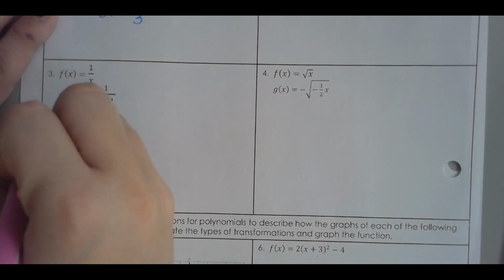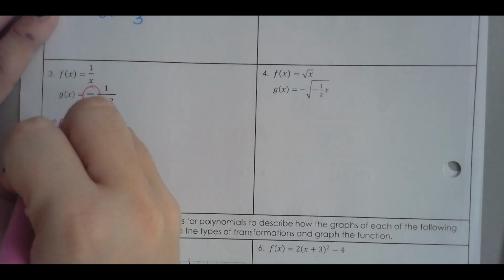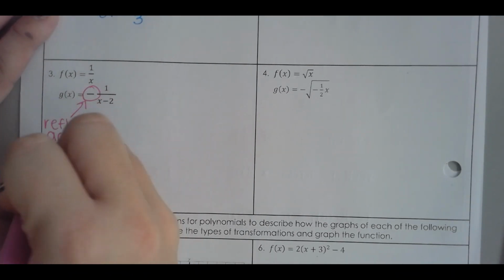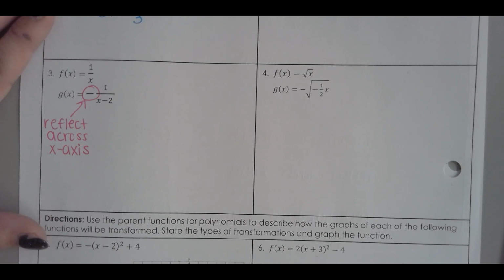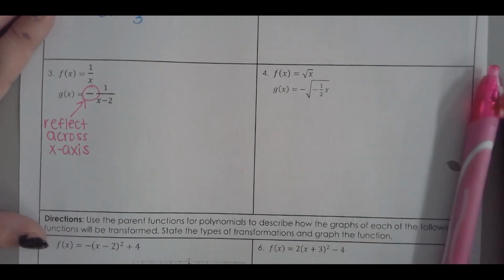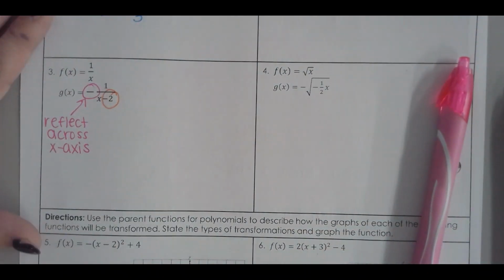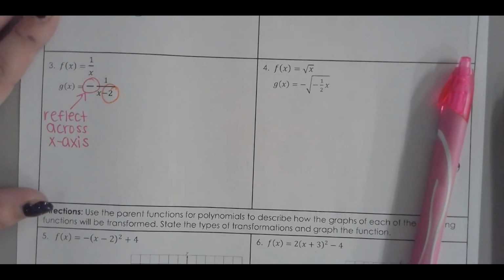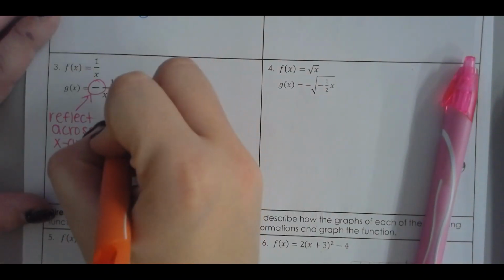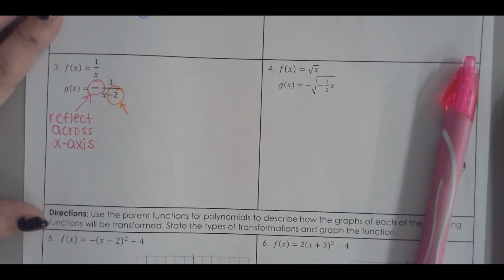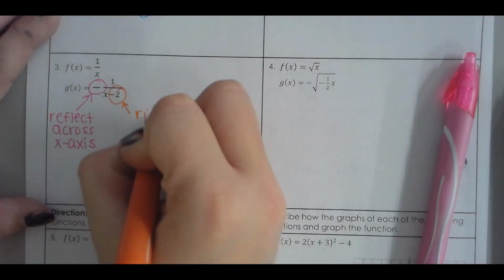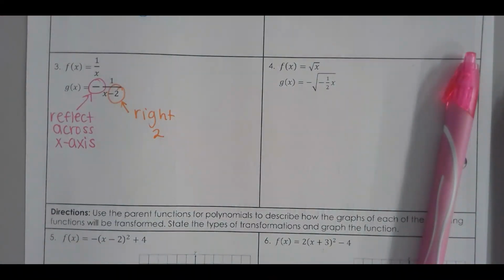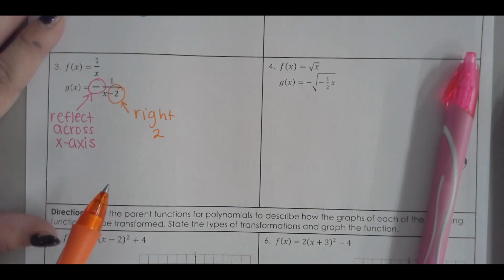x-axis again, yeah. Reflect across x-axis. And then what else is happening? Subtracting 2. That one is right with the x. Notice it doesn't happen outside or after the fraction. It's right with the x. So when I'm subtracting right with the x, that would be what? Right 2. Good.